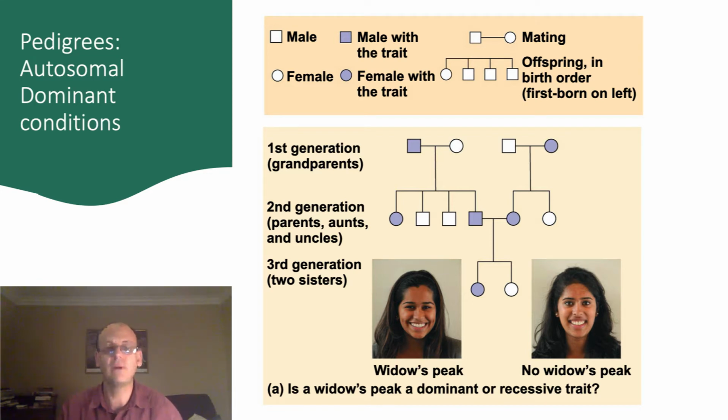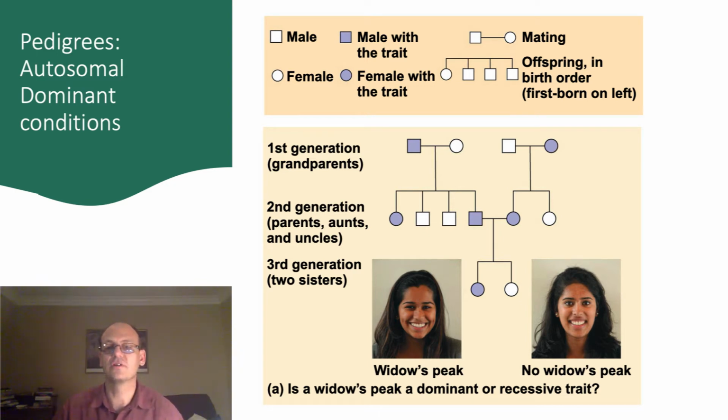In pedigrees, we represent males with squares and females with circles. If an individual has a particular trait that we're tracking with a pedigree, we color his or her symbol dark. When two individuals mate, we join their symbols together with a horizontal line, and if they have offspring, those offspring are listed below them in their birth order.